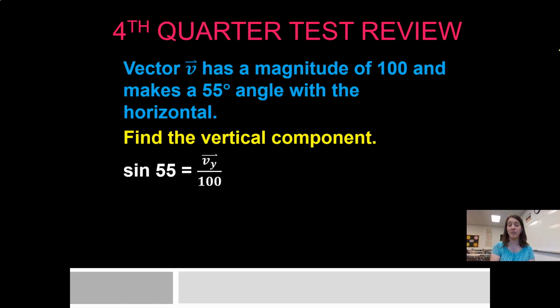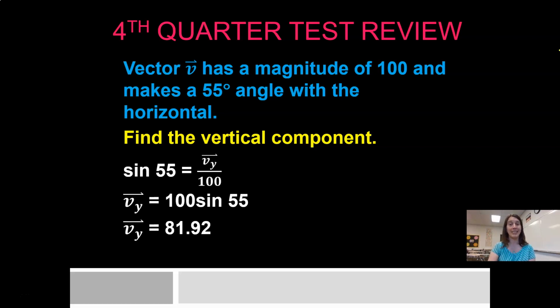So I said sine 55 is equal to, there's my vertical, so vector v with the letter y, because y is what's going up and down on the Cartesian plane, over the hypotenuse of 100. Just like we did on the horizontal part, to get rid of dividing by 100, we multiply by 100. So my vertical component, 100 times the sine of 55, gave me 81.92 for my vertical component. So horizontal is always cosine, vertical is always sine in our question.